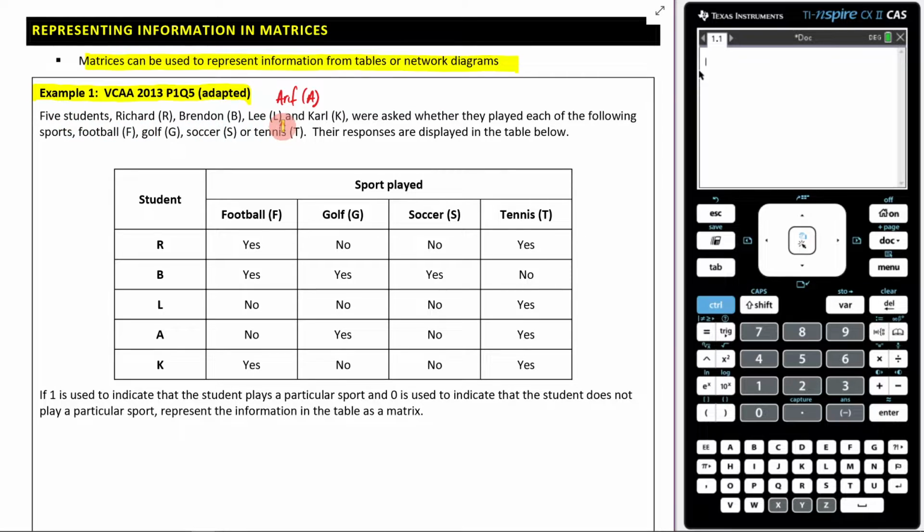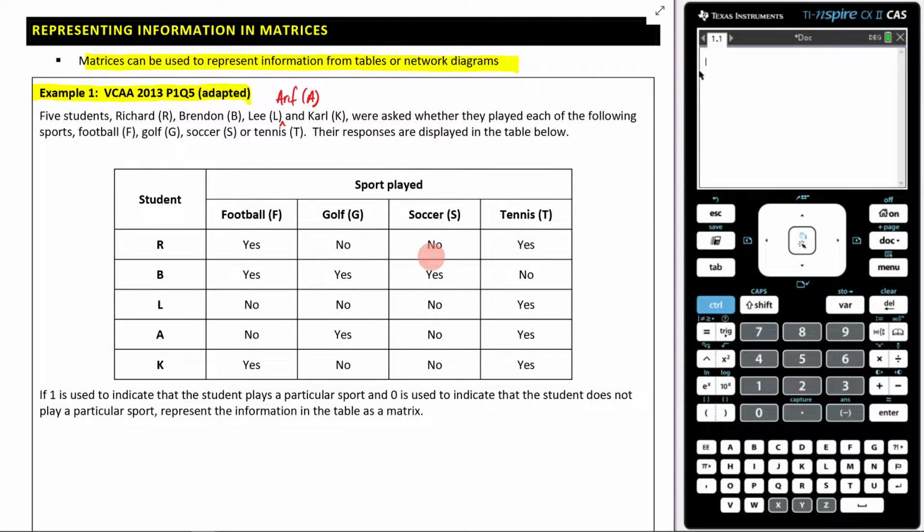First things first, can you just add in that we've accidentally left out her name in the notes here? It should say Arif as well here. So 5 students, Richard, Brendan, Lee, Arif, and Carl were asked whether they play each of the following sports: football, golf, soccer, or tennis. Their responses are displayed in the table below.